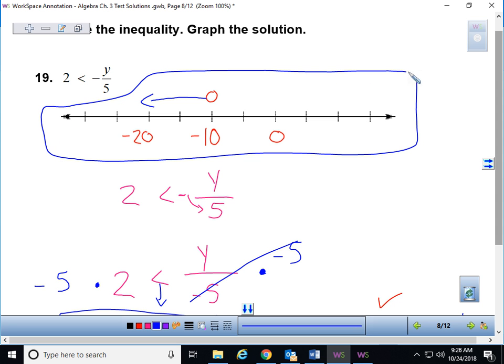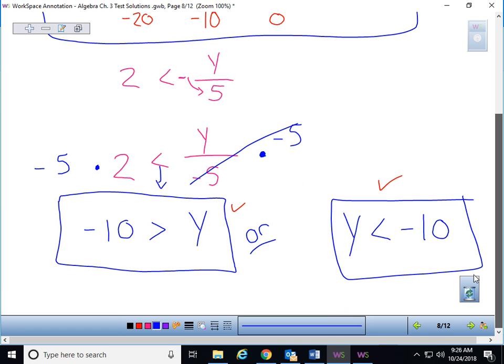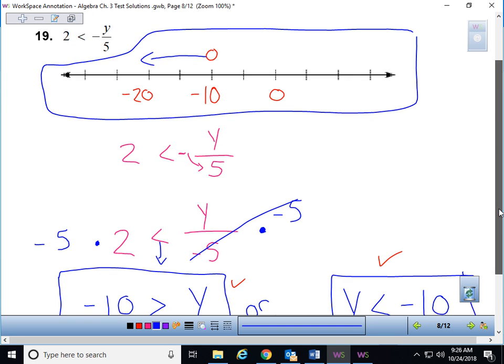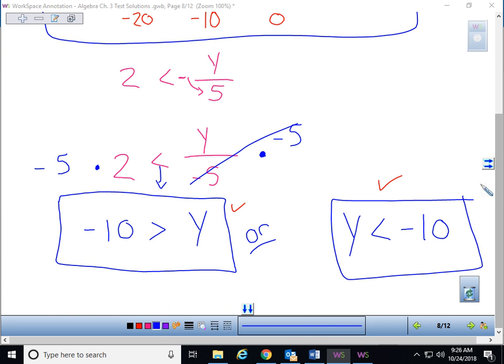A lot of people made mistakes on the graph. Some of you forgot to flip your inequality symbol. Be very, very careful of this. This is why we practice. That's why it was on your cheat sheet. Should have written it on a note card.